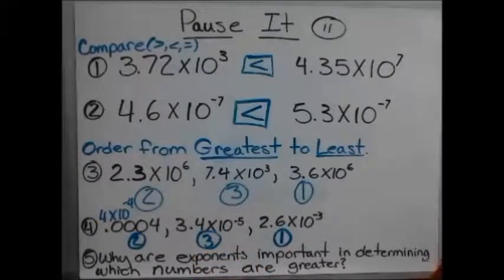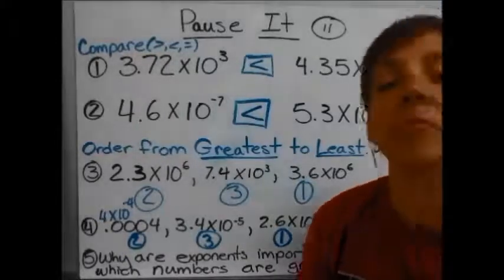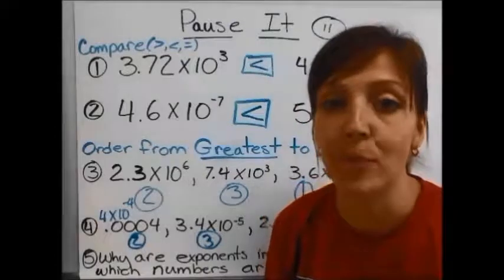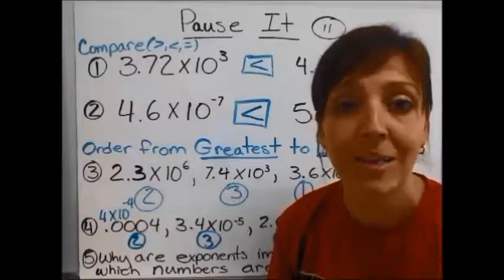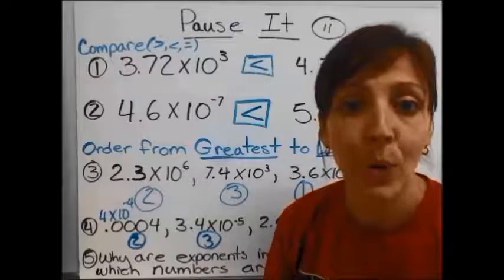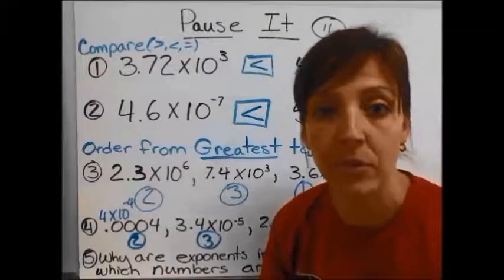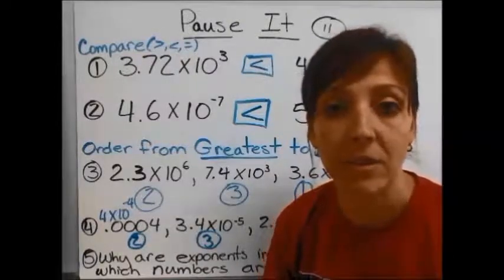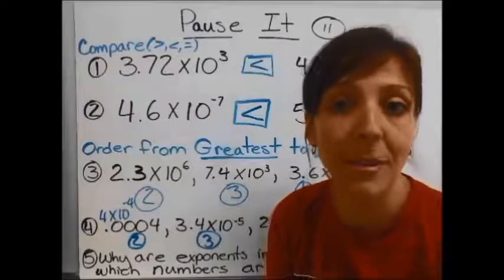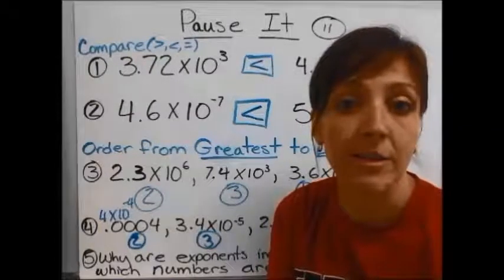Right, last you have the question, why are exponents important in determining which numbers are greater? Exponents are important in determining which numbers are greater because the exponent tells you which direction that you're supposed to move in. If it's positive, you move to the right. If it's negative, you move to the left. The exponent also tells you how many decimal places that your decimal moves.